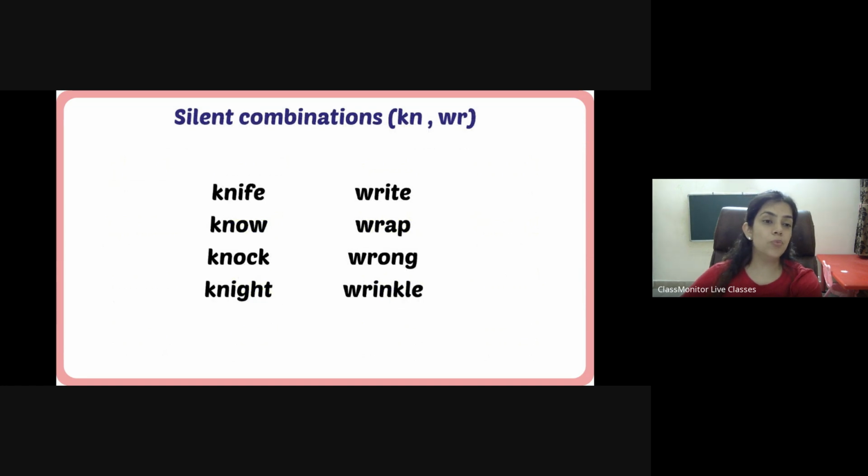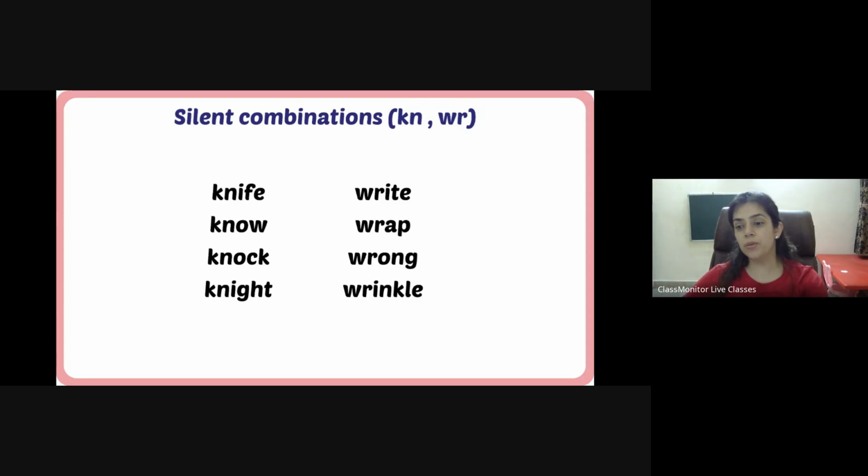Now comes the most important thing, which is the silent combinations of two letters. Now, when K and N come together, K remains silent. You only hear the sound of letter N, which is N. When W and R come together, W remains silent and you can hear the sound of letter R, which is R.